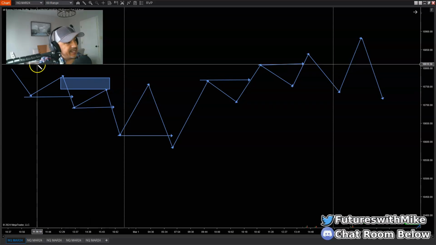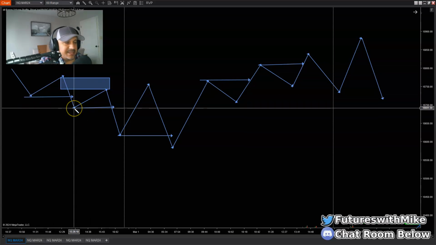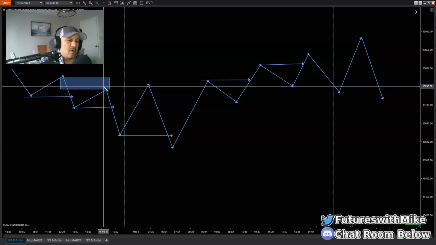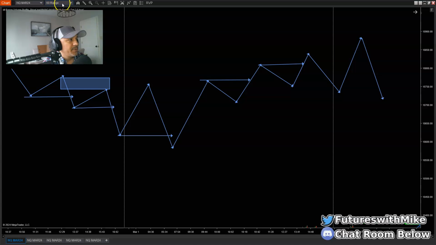Right here, would this be supply? Yes, because we broke structure with aggressive selling to the downside, pulling back to a key area where there's aggressive selling, a supply zone. I'm interested if we get rejection here on my lower time frame. Follow me when I'm saying this, because I'm marking zones off of a higher time frame. That's why I have the 60 range pulled up here, and I'm showing you this as if these were zones off of my higher time frame, or higher base chart, the 60 range chart.